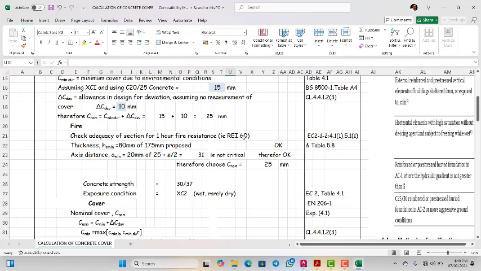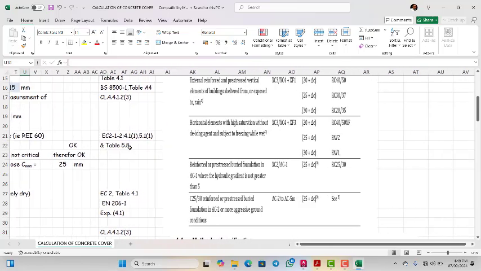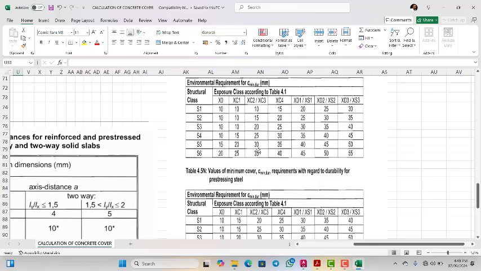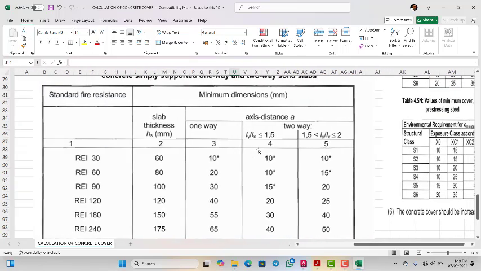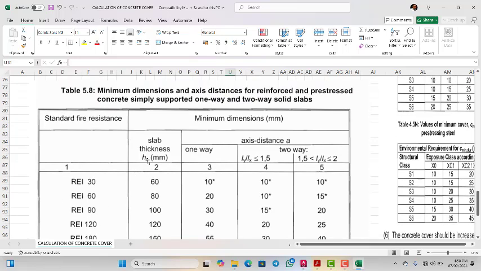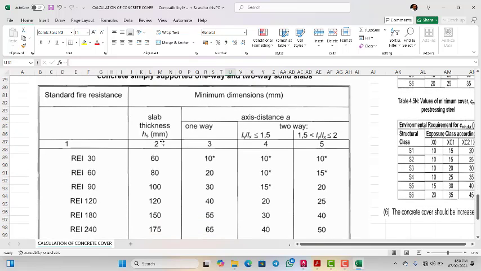Okay, so we have to check for adequacy of section for 1 hour fire resistance. This is actually 60 minutes, which is 1 hour. So the slab thickness H mean is 80. Now for 1 hour, the thickness is 80. The slab thickness H mean is 80 for 1 hour.